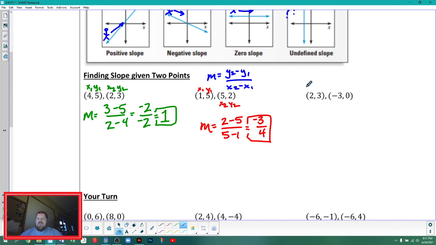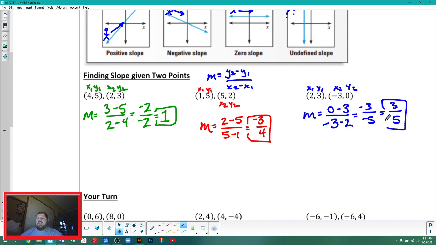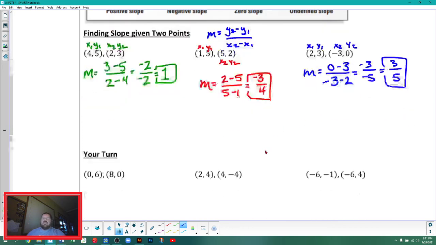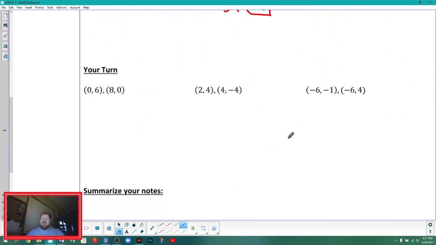Okay, last one over here, do the same thing. x1, y1, x2, y2. y2 minus y1 is 0 minus 3. x2 minus x1 is -3 minus 2. 0 minus 3 is -3. -3 minus 2 is -5. Negatives cancel out, and we get 3/5. Okay, go ahead and pause the video and give these last 3 problems a shot.